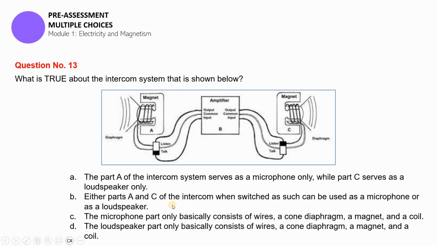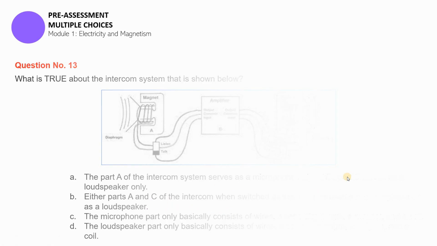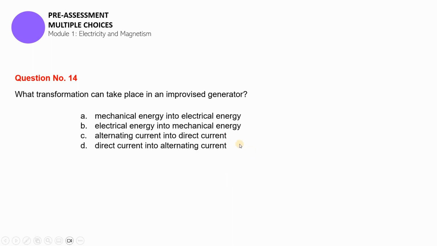If you are through, let us proceed to the next question. Question number 14. What transformation can take place in an improvised generator? A. Mechanical energy into electrical energy. B. Electrical energy into mechanical energy. C. Alternating current into direct current. D. Direct current into alternating current. If you need more time, please pause this video.